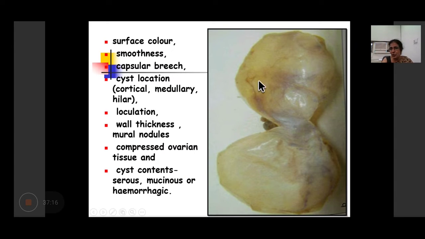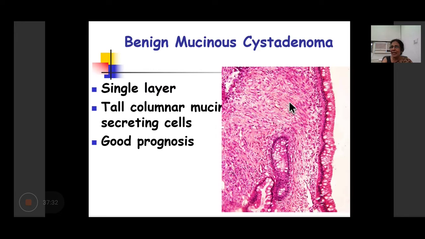While this is a benign tumor which is smooth without any capsular breach. The cyst can be located in the ovarian cortex, it can be located in the ovarian medulla, or it can be hilar in location. It will be forming a thin capsule in benign tumors, and it could be a thick surface capsule in malignant tumors.